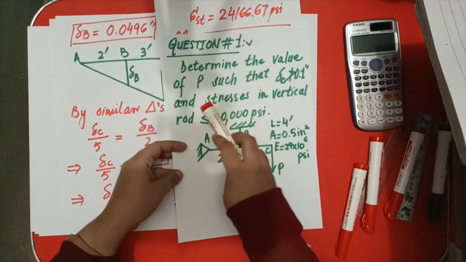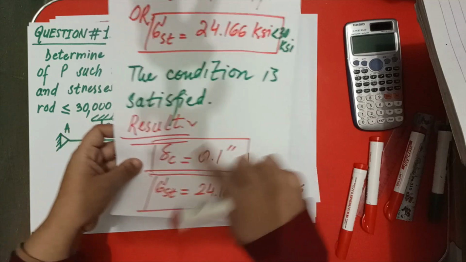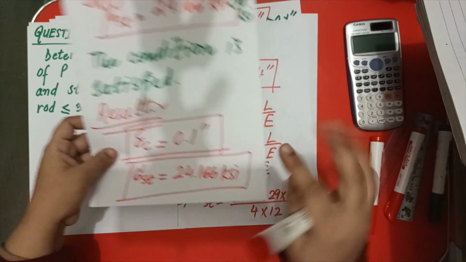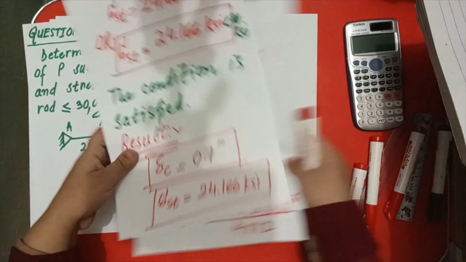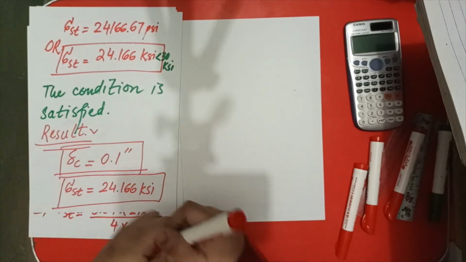So we have to find out the value of p. The condition is satisfied now, so this is the result. It is satisfied. Now what value do we have to find out? We have to find out the value of p. How can we do that? Let me tell you.